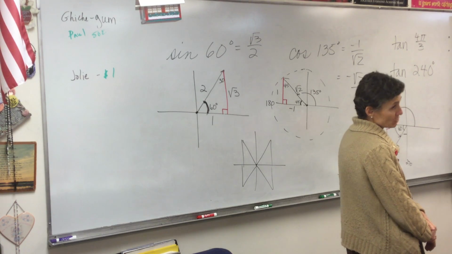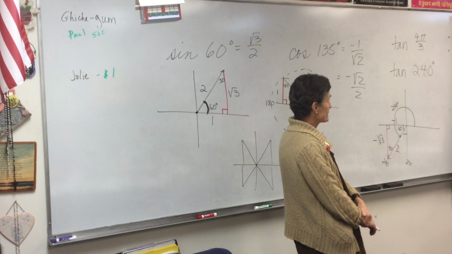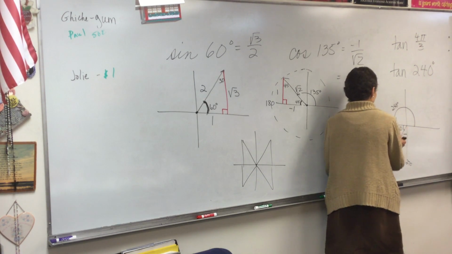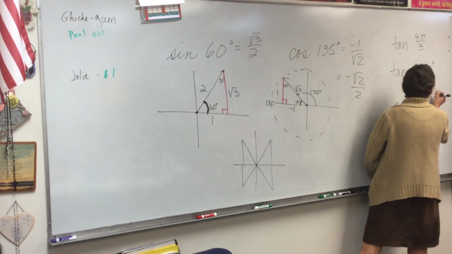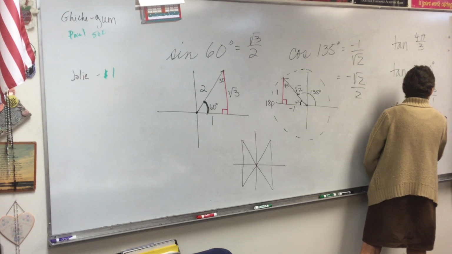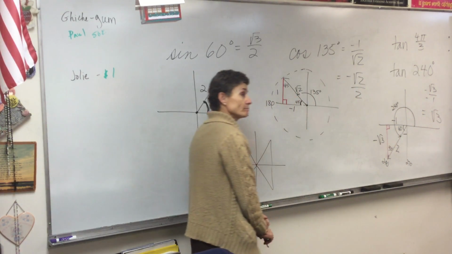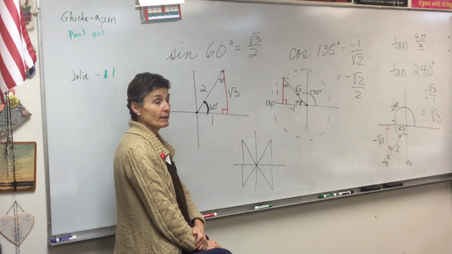All right, so now I want tangent. What's the definition of tangent? Opposite over adjacent. So this is my problem, it's my angle. Opposite over adjacent would be root 3 over 1, they're both negative. That would come out to just be root 3. Yeah. Right?